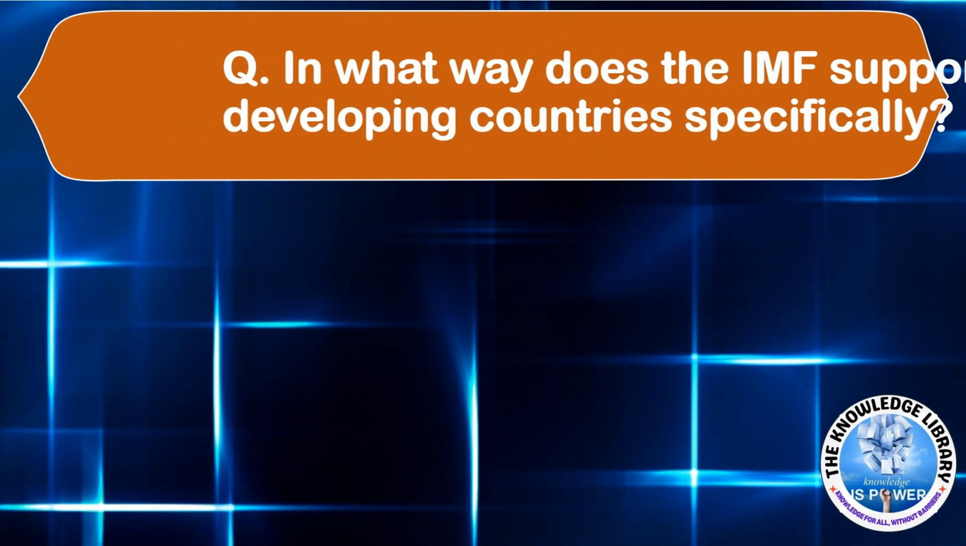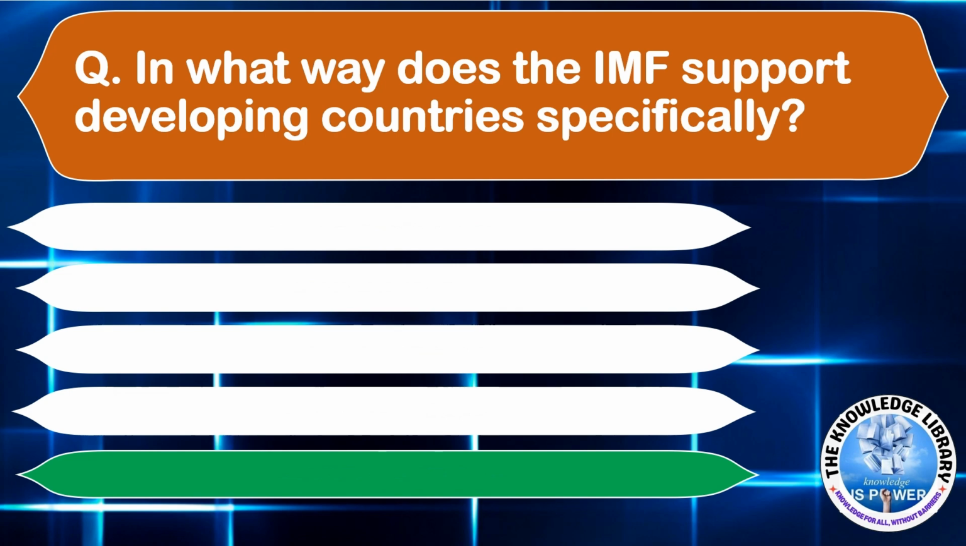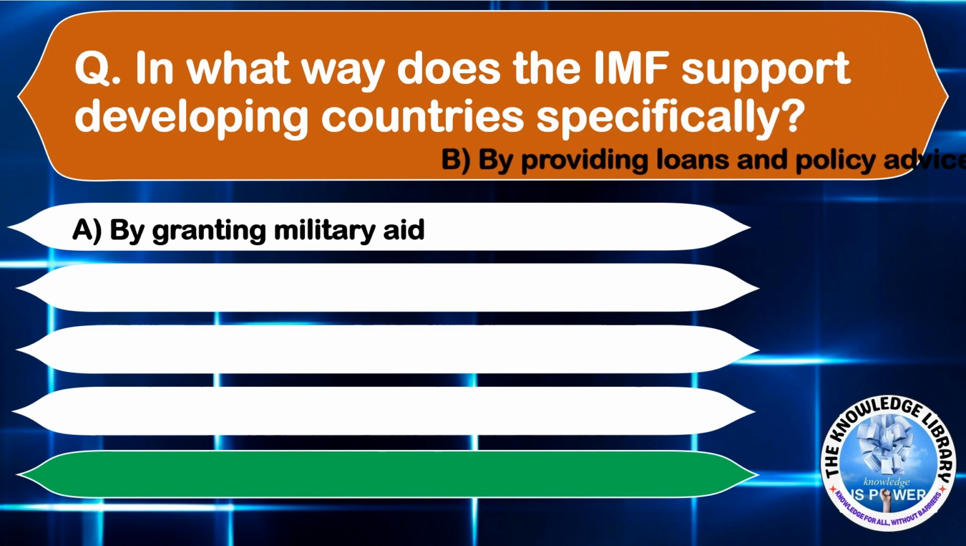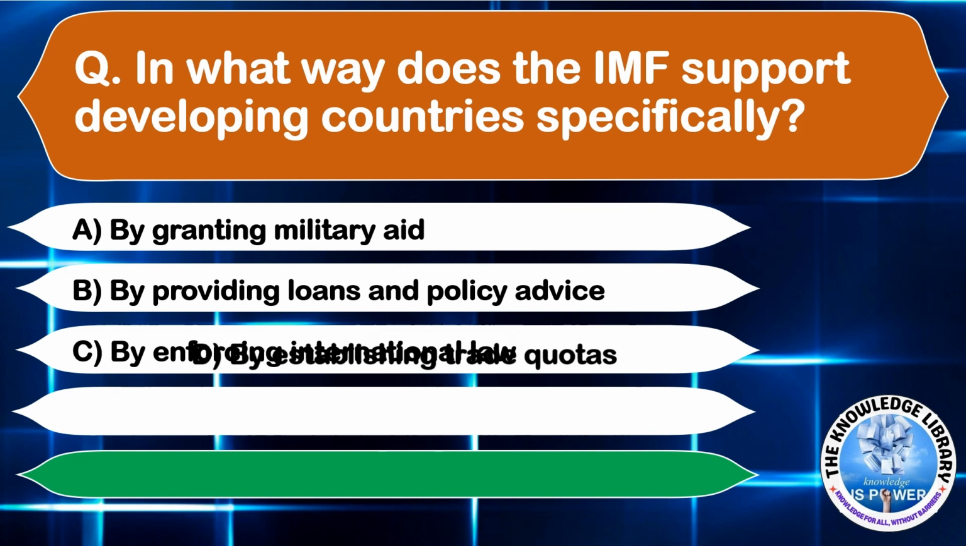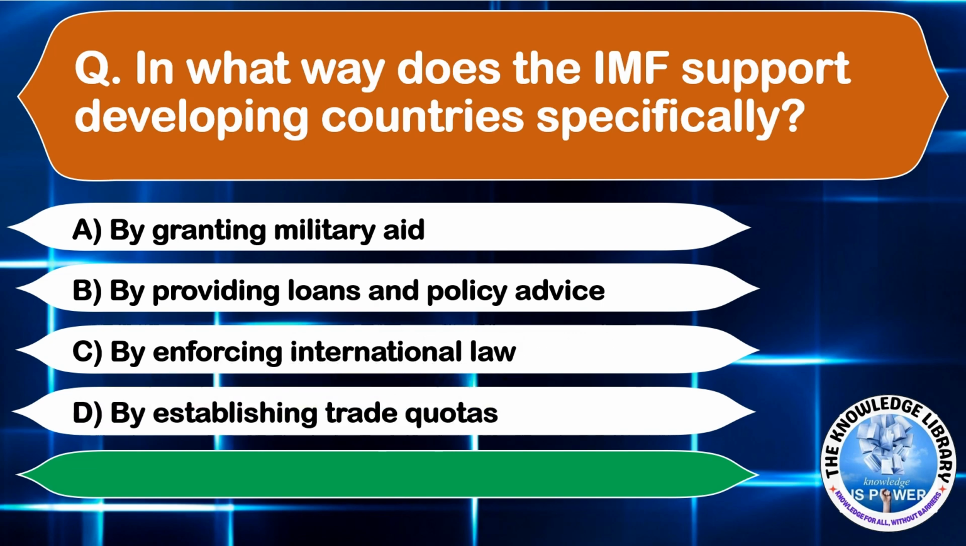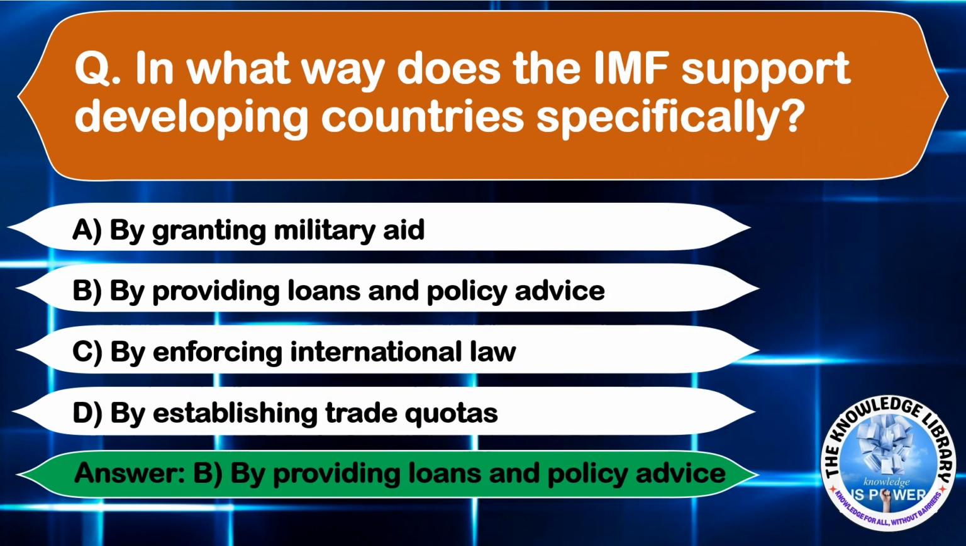Next question is, in what way does the IMF support developing countries specifically? Option A, by granting military aid, option B, by providing loans and policy advice, option C, by enforcing international law, option D, by establishing trade quotas. Answer is option B, by providing loans and policy advice.